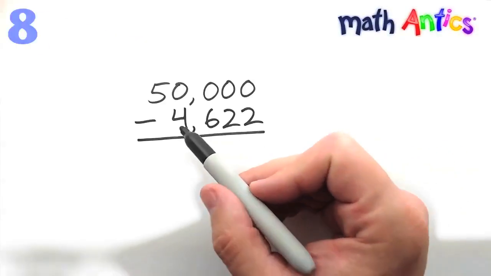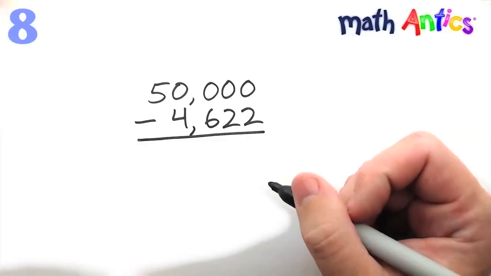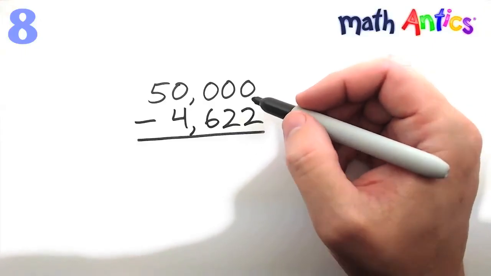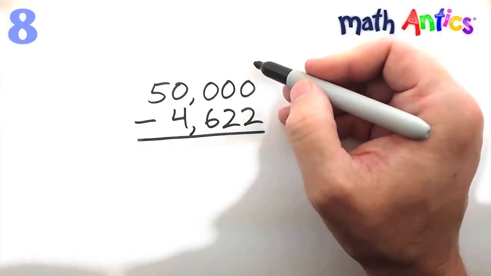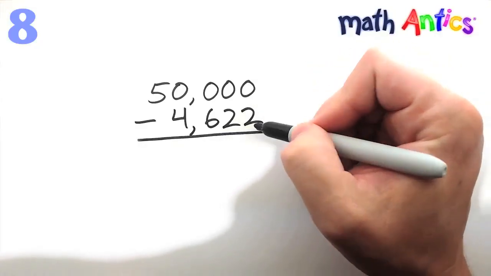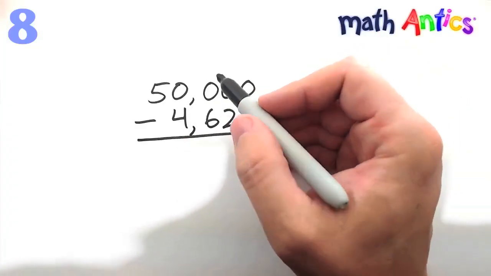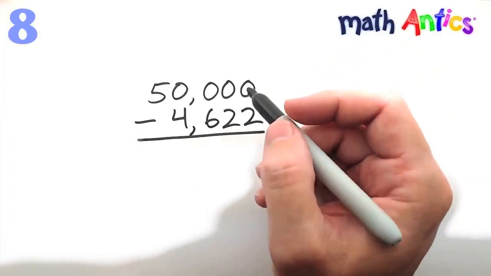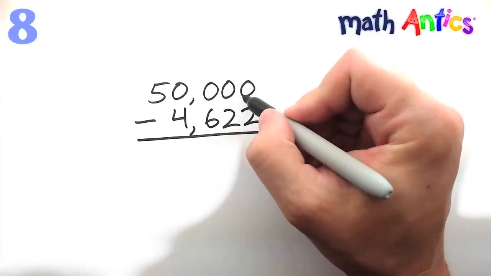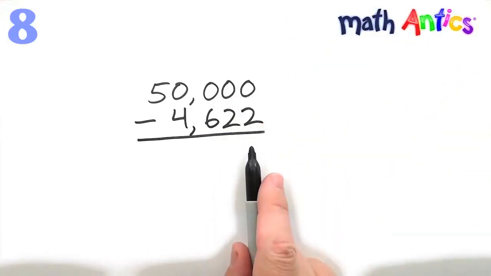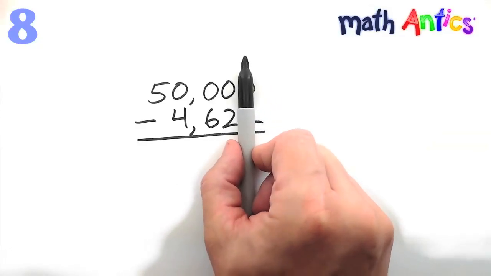And now we have 50,000 minus 4,622. And once again, it's a big number. It might seem a little tricky, but we just follow the same rules as before. So we start in the ones place column. We have 0 minus 2. So we need to borrow, but we have a bunch of zeros here. So we need to figure out what number we're really borrowing from. Now, be sure not to count this first 0 here, because that's the one we're trying to subtract right now. So we need to borrow from the digits to the left of it.